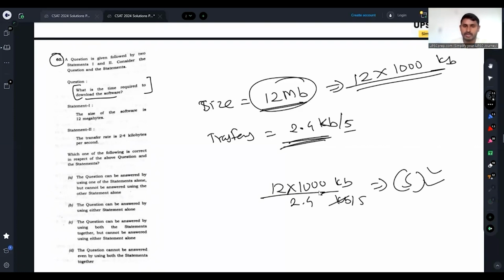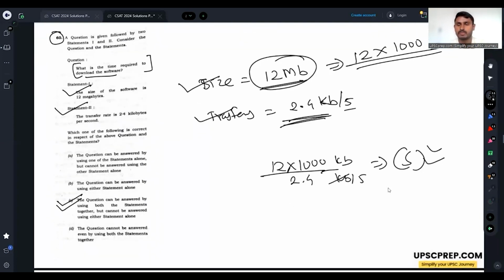But we have to use size as well and transfer rate as well, यानी कि statement 1 as well as statement 2 as well. तो दोनों statement use करना पड़ेगा so as to find out the answer, इसलिए option C will be the correct answer. Easy question, no need to solve, no need to find out the time, we just have to answer: is it possible to calculate the time by using statements?